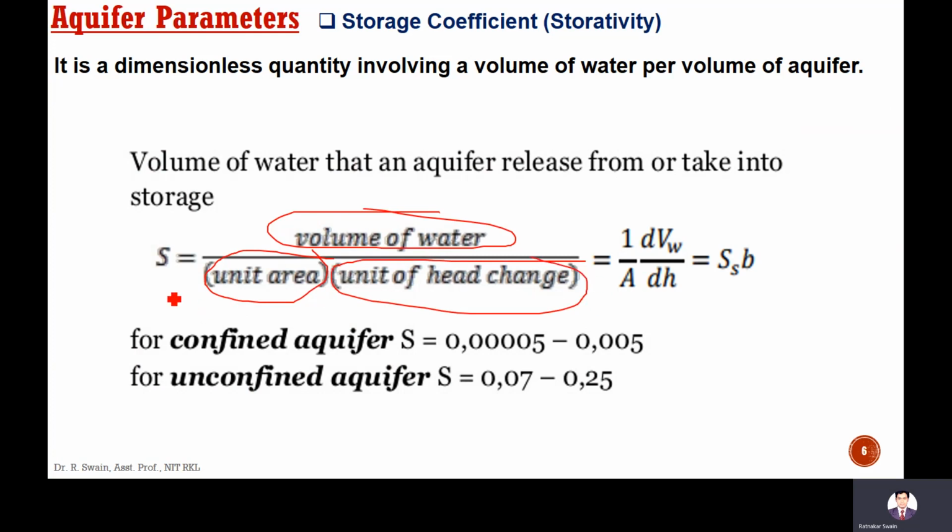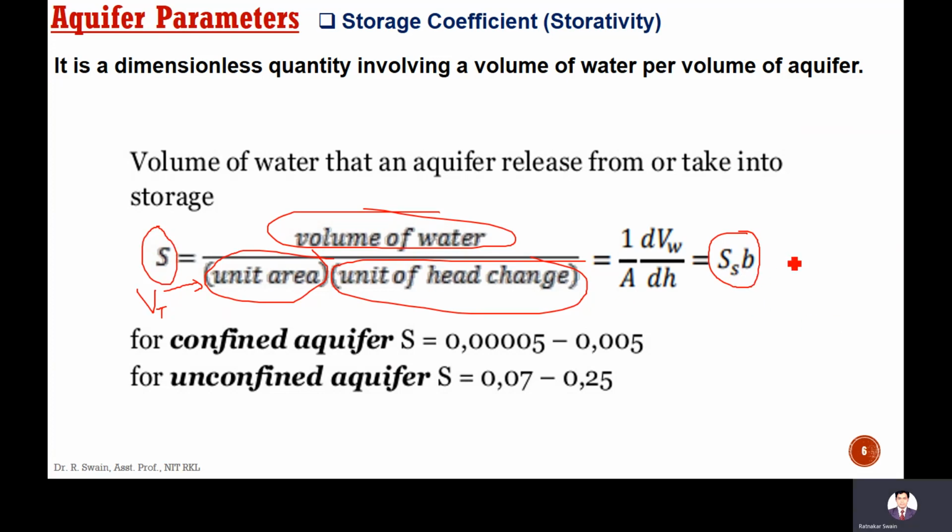Whereas the specific storage is the volume of water per total volume of the aquifer, instead of unit area, it will be volume of aquifer. So if you multiply the width with the specific storage, we get the storativity, or storage coefficient.